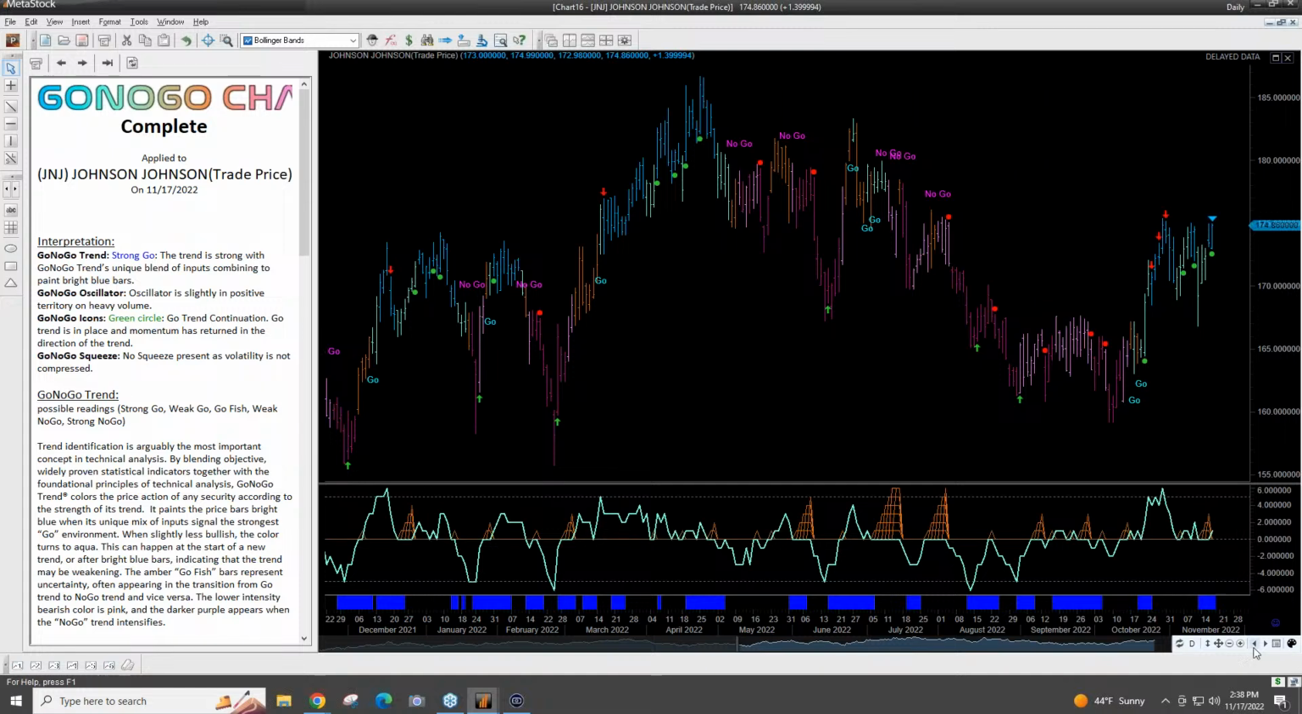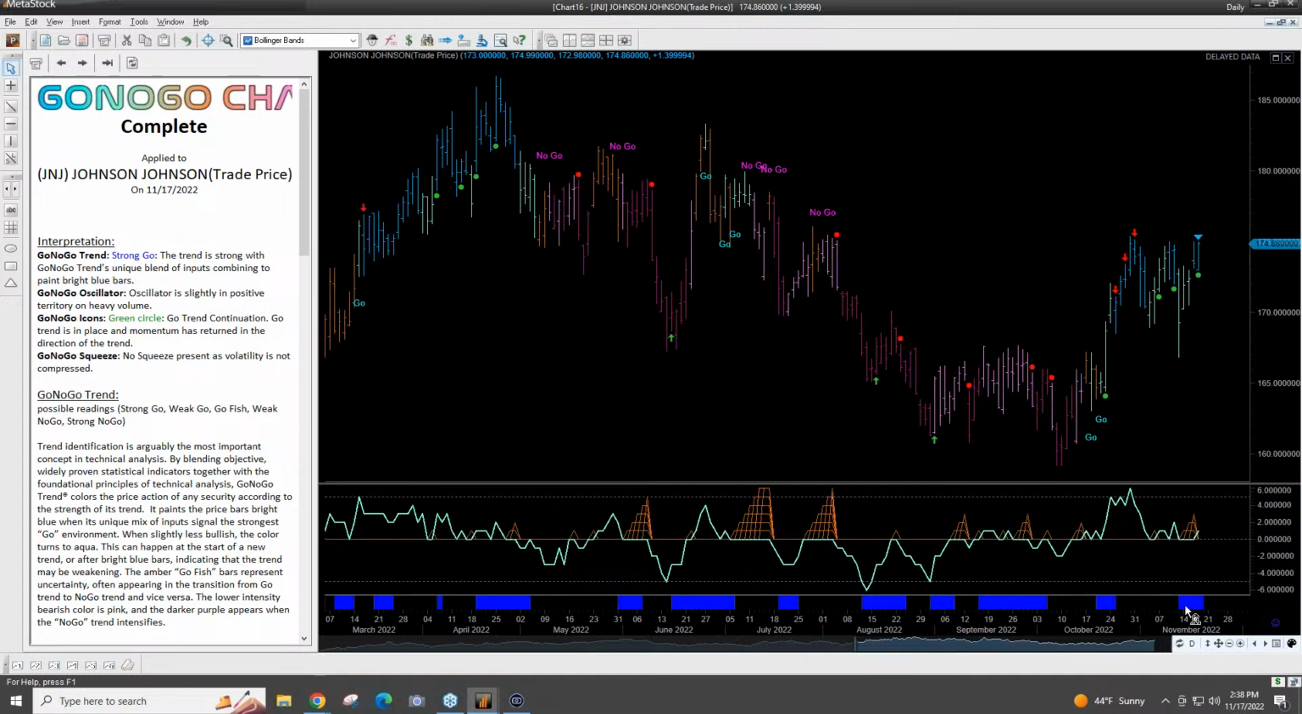Okay, so yeah, this is actually a really good example. You've got a lot of high volume right here. You're above the 0 line with the oscillator, identifying the trend is headed up. You've had a little bit of squeeze right here, so that definitely means that there's going to be a reversal, or sorry, a breakout. And then you have a strong go.